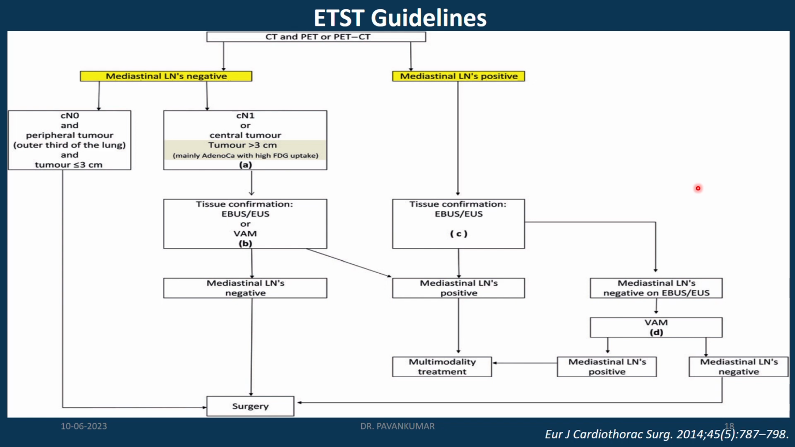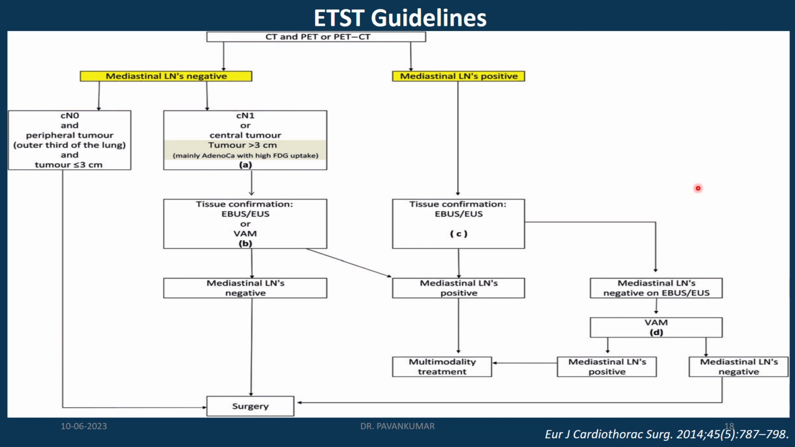Those who have a central tumor, adenocarcinoma more than 3 centimeter, and you have a hilar node, where there is a possibility of 25% you will get an N2 node. In that situation, you have to do tissue sampling with EBUS or EUS or mediastinoscopy, whatever is accessible to you. If the nodes are negative, do surgery.